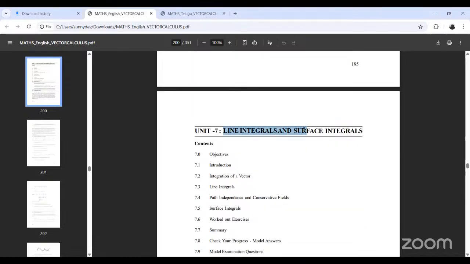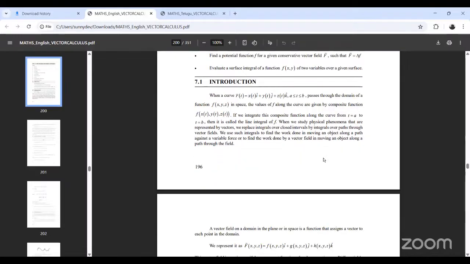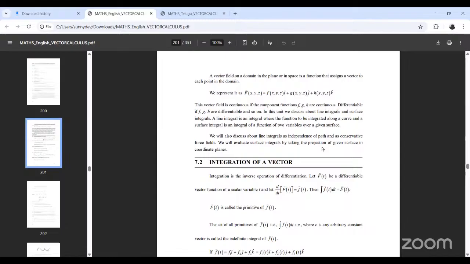So today we are discussing line integral and surface integral, and this is a very important topic. Here you should remember three things. First, the integration of the vector. We know that integration is the inverse of differentiation.